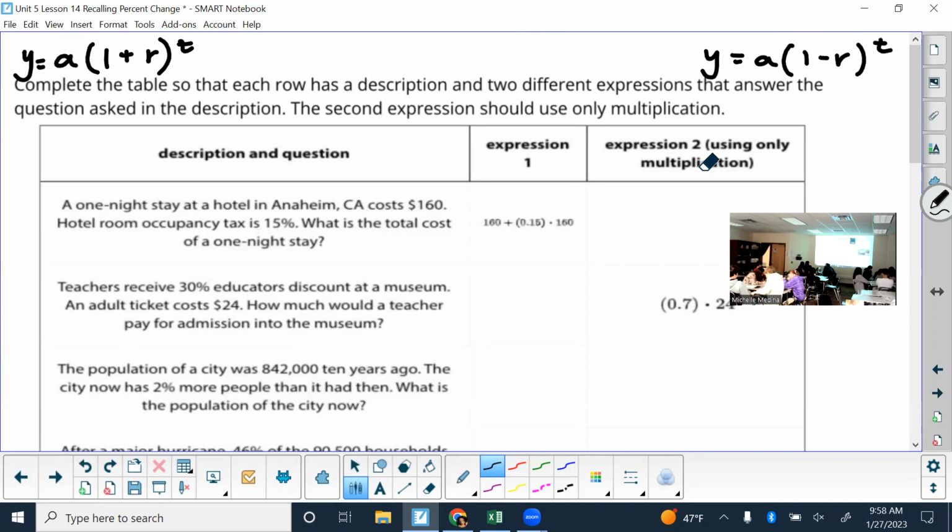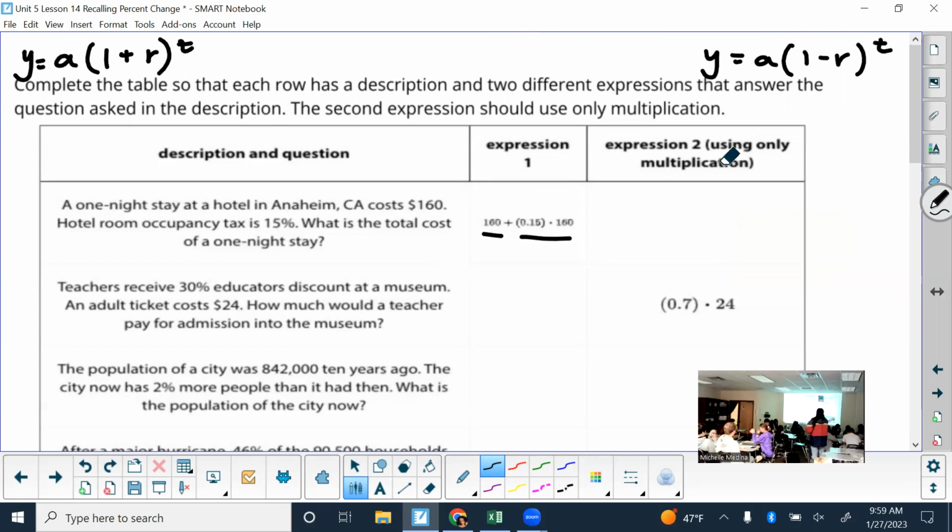So let's try that. A 1-night stay at a hotel in Anaheim costs $150. Hotel room occupancy tax is 15%. What's the total cost of a 1-night stay? So they already have it partially filled in. Here's my original cost for just the 1 night, right? And then you would need to figure out what 15% is of that, and then add it back to the original cost.